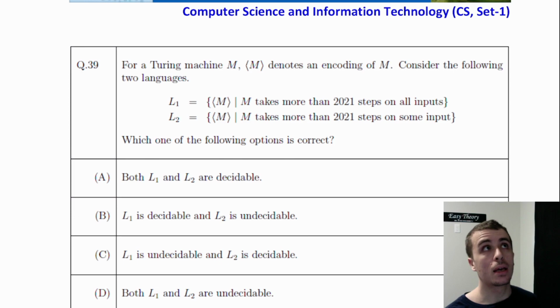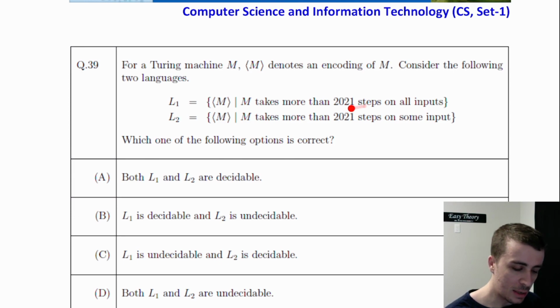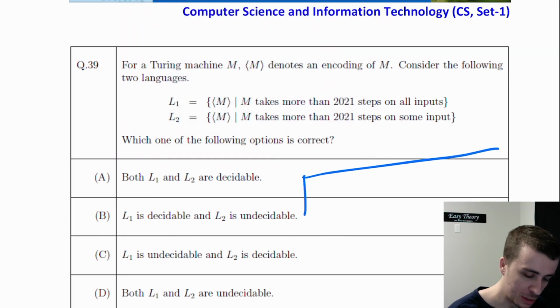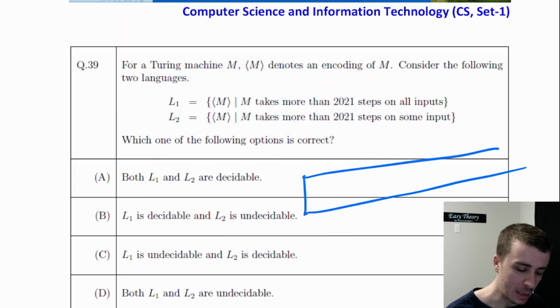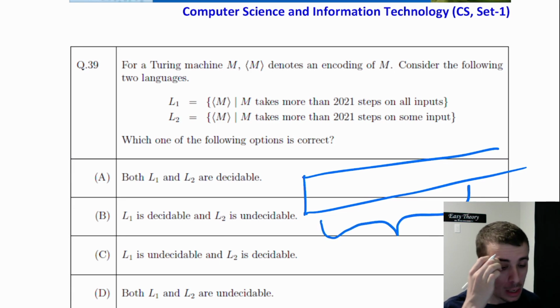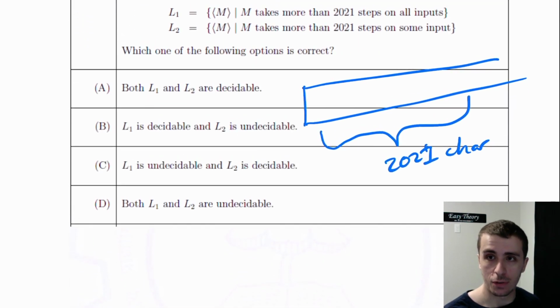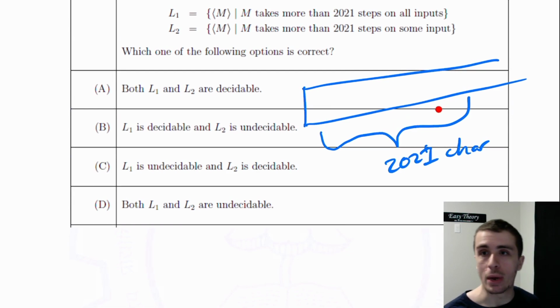Okay, I think I would say that L1 is decidable. But let me actually think through this. If we have a tape right here, for a particular input we will never have to go more than the 21st character. The reasoning is that if we needed to access something past this point right here, then that means we took more than 2021 steps.